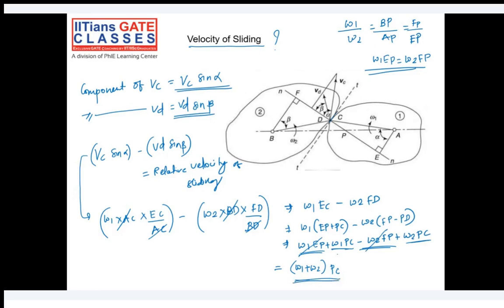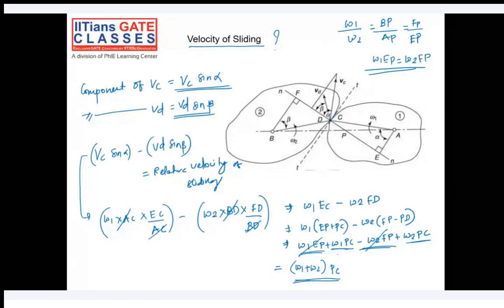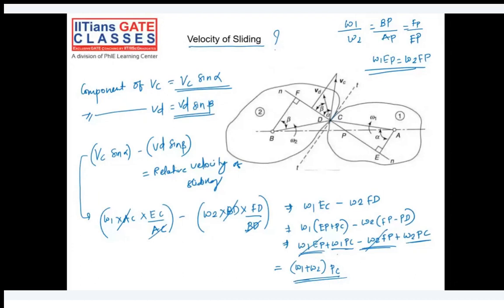So what we can say is the velocity of sliding is equal to the sum of angular velocities of the two gears, that is omega 1 plus omega 2, multiplied by the distance between the pitch point and the point of contact. PC is nothing but the distance between the pitch point and the point of contact. So this is one thing you should know.